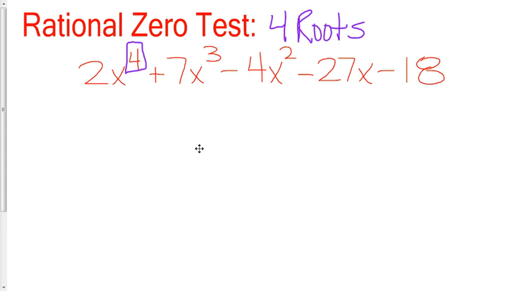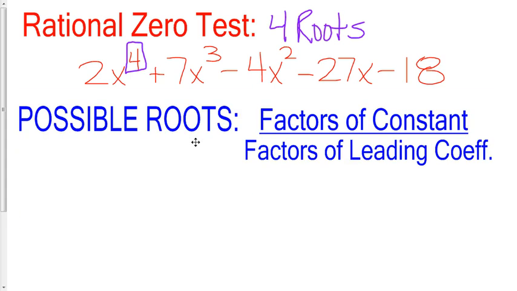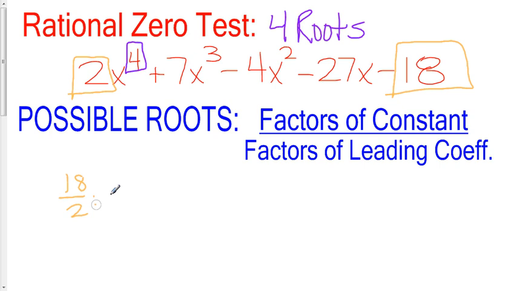We also know that the possible roots of any polynomial function would be the factors of the constant term over the factors of the leading coefficient. Constant term, leading coefficient. Now you don't have to worry about the negative because it's going to be plus and minus of everything. So we are taking the factors of 18 over the factors of 2. Factors of 18 would be 1, 2, 3, 6, 9, 18. And the factors of 2 would be 1 and 2.